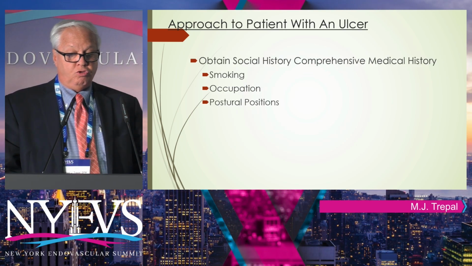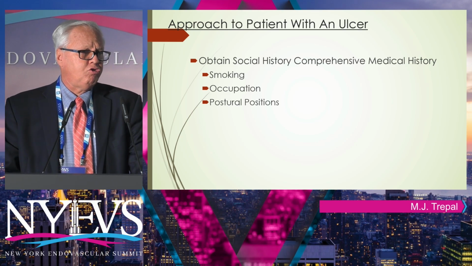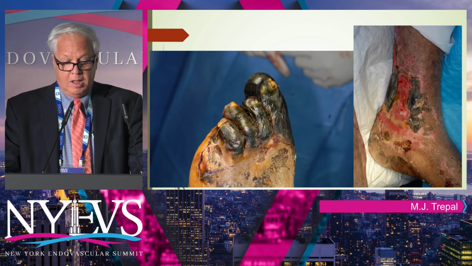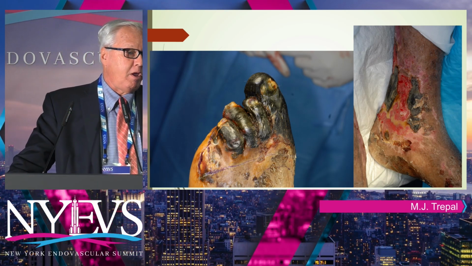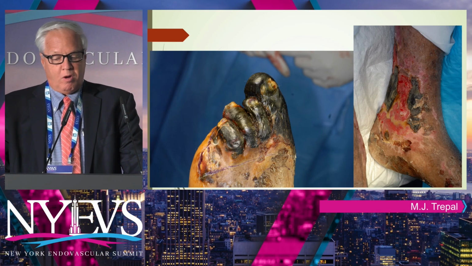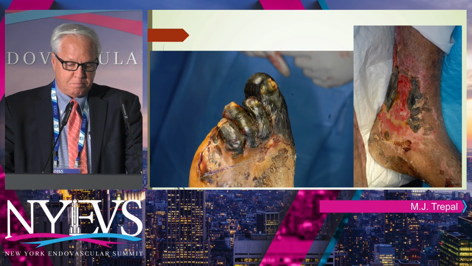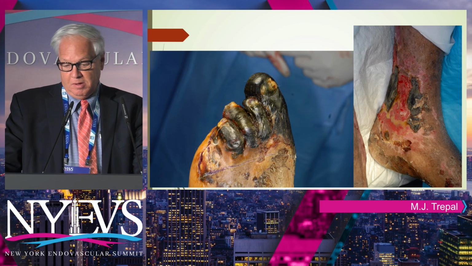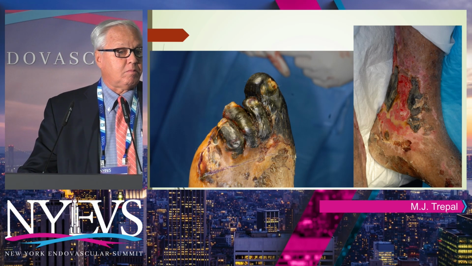You want to obtain their social history, and comprehensive. Do they smoke? What's their occupation? Are they on their feet? What about postural positions that they're in? By history, this is a patient who fell asleep on a park bench in Mount Morris Park outside the college on Madison Avenue and decided to spend a nice January night in the park. And this is what happened to him. So just by history, this is frostbite. All right?